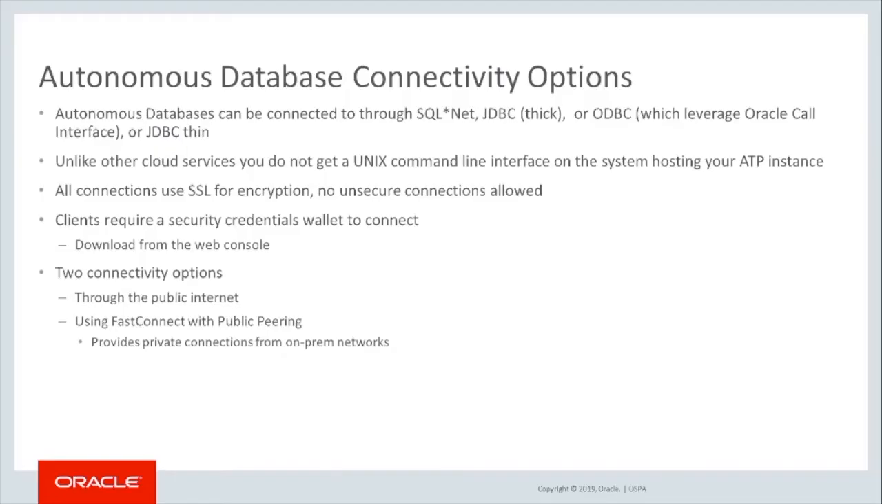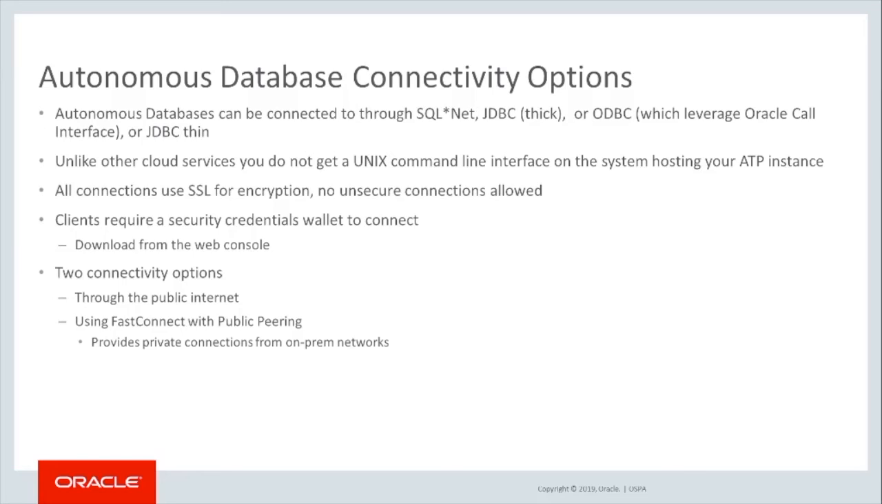Oracle Autonomous Databases can be connected to through SQLnet, JDBC, or ODBC processes. Unlike other cloud services, you do not get a Unix command line interface on the system hosting your Autonomous Database instance. JDBC thin connections use 12.1 and 12.2 JDBC thin drivers and use Java Key Store JKS, which can be defined in the JKS connection properties.